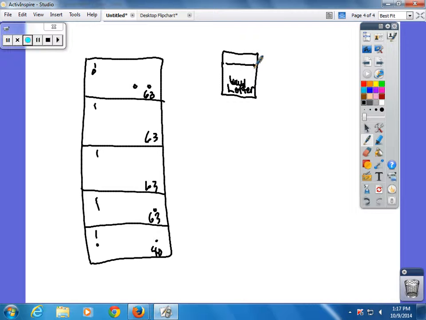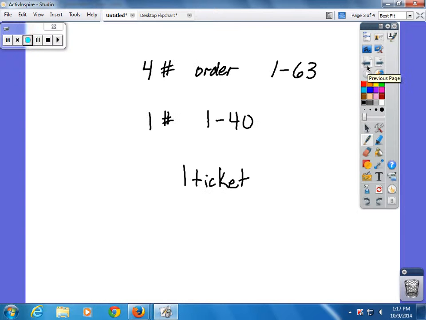All right. So that's how you play. So how do you figure the odds? Well, it's going to be a permutation because I said it's got to be in order. I want to know the probability of having the four numbers in order.